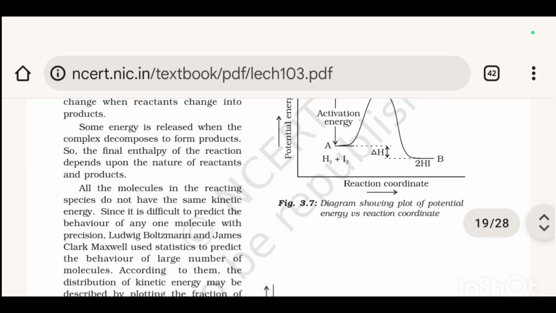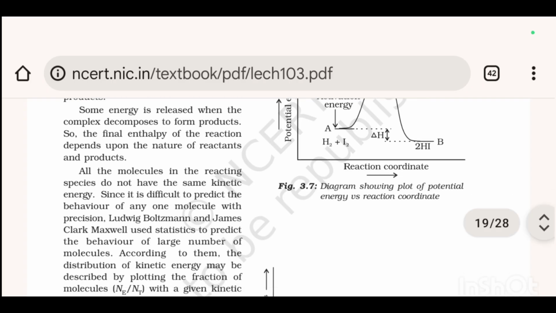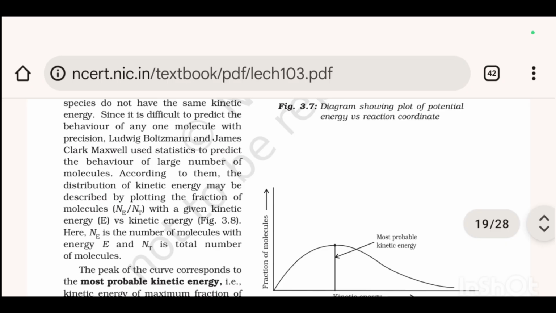All the molecules in the reacting species do not have the same kinetic energy. Since it is difficult to predict the behavior of any one molecule with precision, Ludwig Boltzmann and James Clerk Maxwell used statistics to predict the behavior of a large number of molecules. According to them, the distribution of kinetic energy may be described by plotting the fraction of molecules with a given kinetic energy versus kinetic energy.